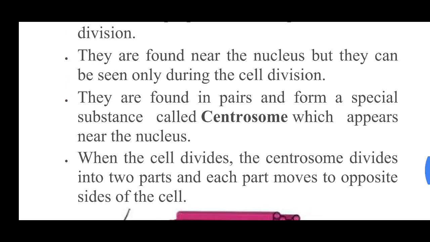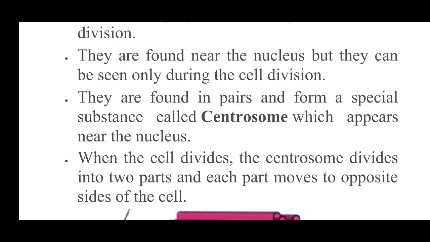Cell division takes place in two ways. There are two types of cell division. The two processes are known as mitosis and meiosis. In mitosis, from a single cell only two cells are formed. But in case of meiosis, from a single cell 4 cells are formed.